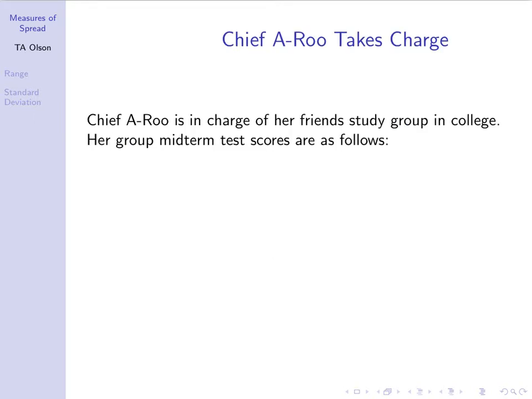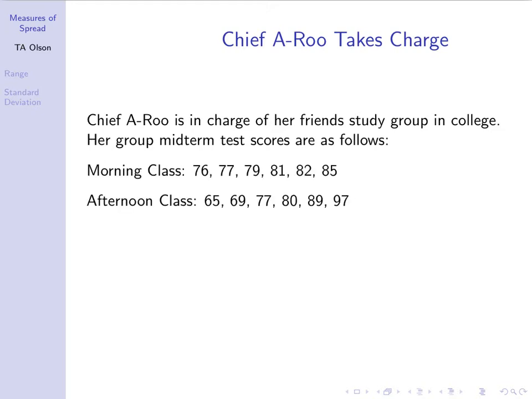So here's our scenario. Chifaru is in charge of her study group. There's going to be 6 people in this group, and they're going to take a morning class and an afternoon class. Their scores on the midterm tests in the morning class are between 76 and 85, and in the afternoon class are between 65 and 97.